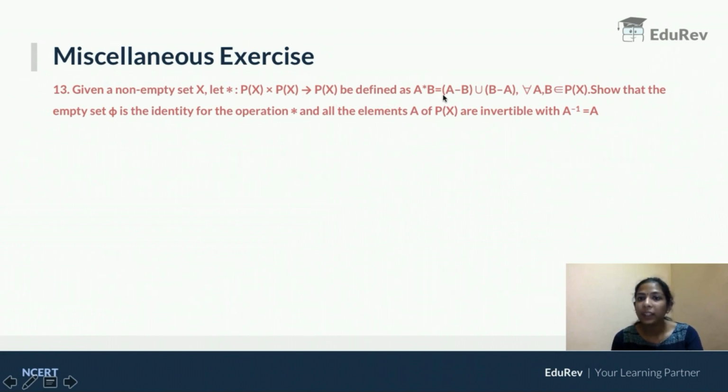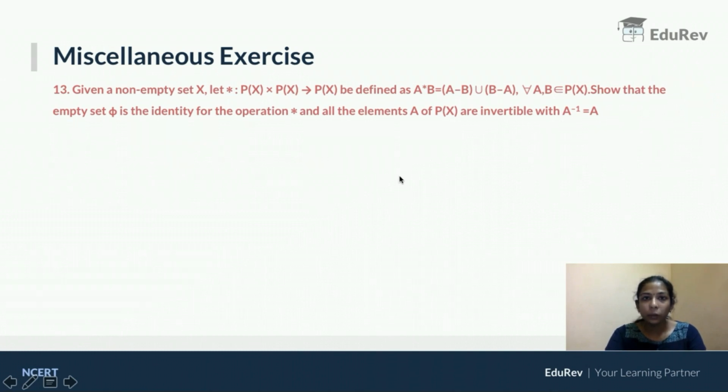A star B is nothing but A minus B union B minus A. If you take a power set as your original set, all the elements will be nothing but the subsets of X, right? So they are considering A, B as elements of the power set of X. Now what they are asking us to prove is that the identity element for this operation is the null set, and the inverse element for A is nothing but itself.